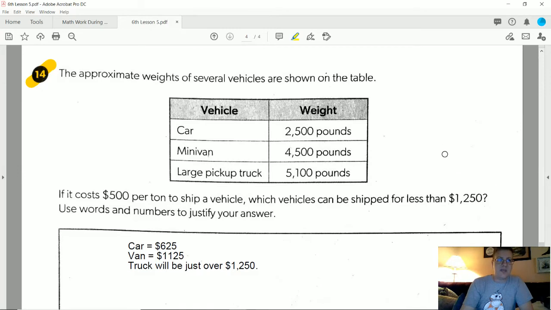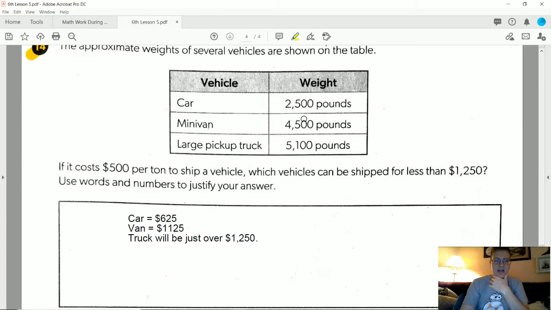And our last problem, a car weight of 2,500 pounds would be 1 ton and a quarter of a ton. So if I can do $500 for a ton, and then 1/4 of that would be $125. I can ship the car for $625. The van would be 2 tons and 1/4. So 500 plus 500 plus 125 would give us 1125.